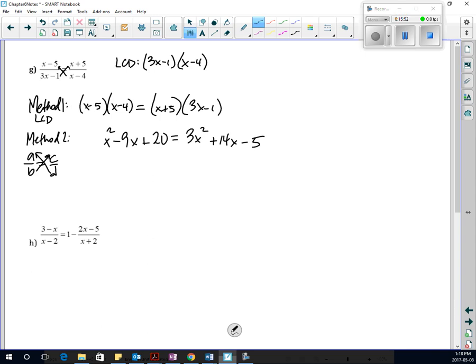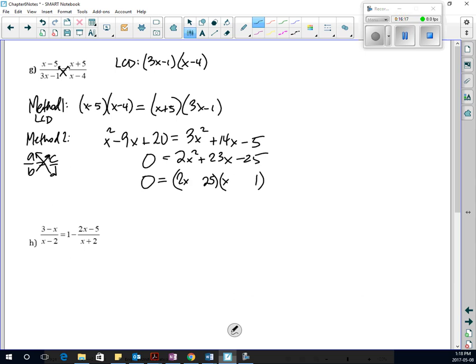So I move everything over to one side. 0 equals 2x squared plus 23x, and then what? Minus 25. So hopefully it factors. I'm thinking 2x and x, and it looks like a 25 and a 1. Yes?